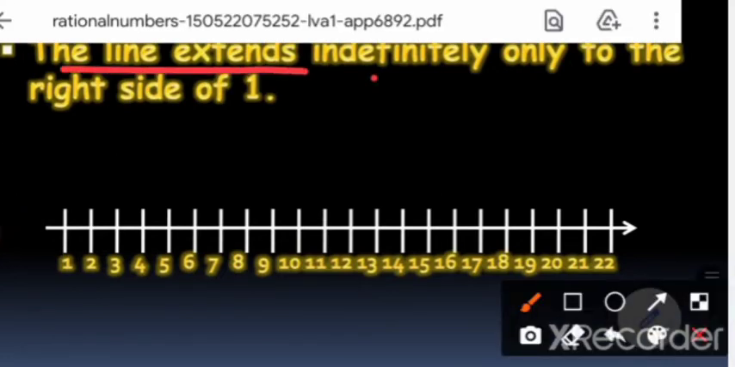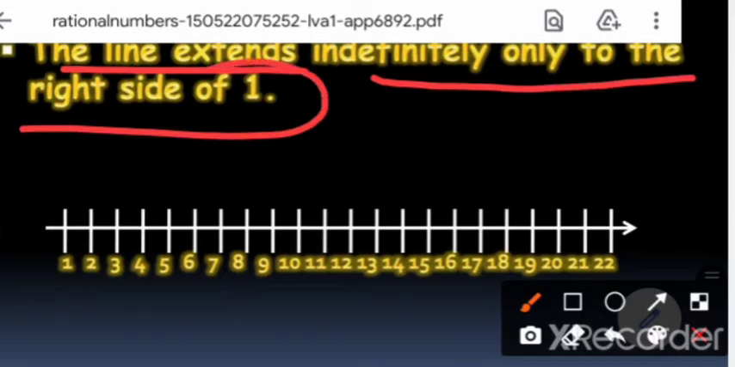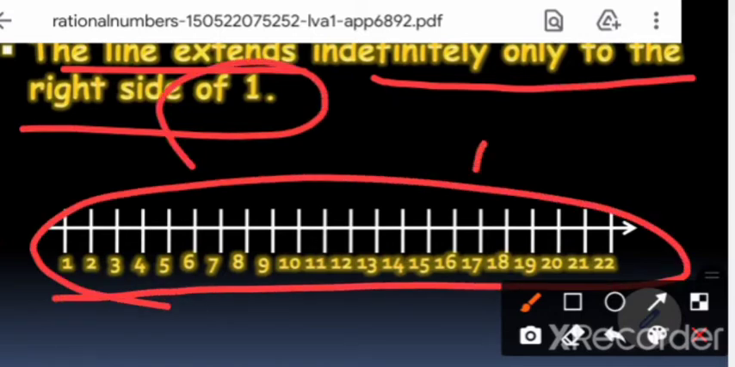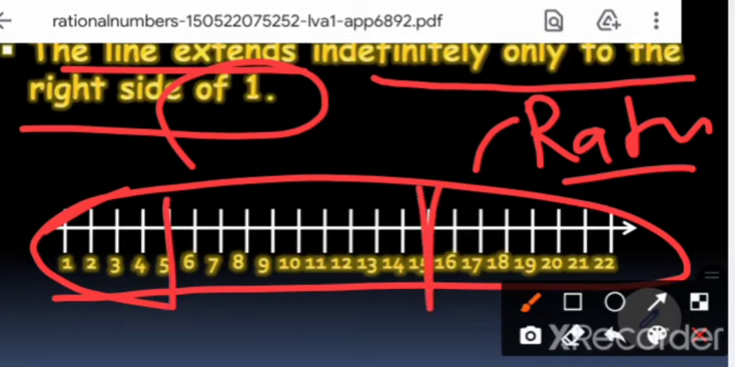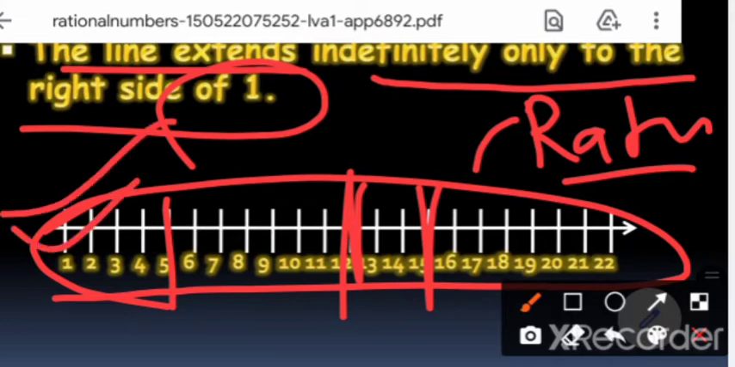The line goes only on the right side of 1. There are 1, 2, and so on, infinitely many numbers. You can take any natural number and represent it on the number line. Like if we take the number 5, it is 5. If we take 15, it is 15. If we take 12, it is 12. So you can take any number, and it is a representation of a natural number on a number line.